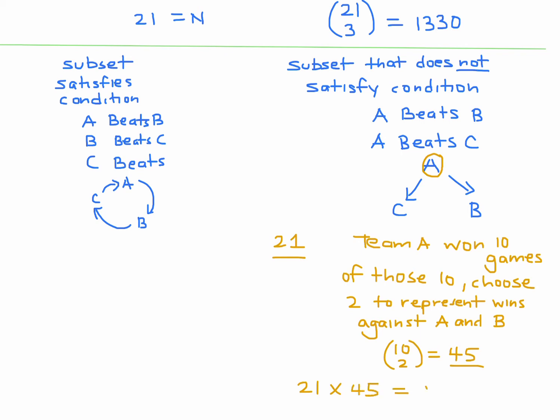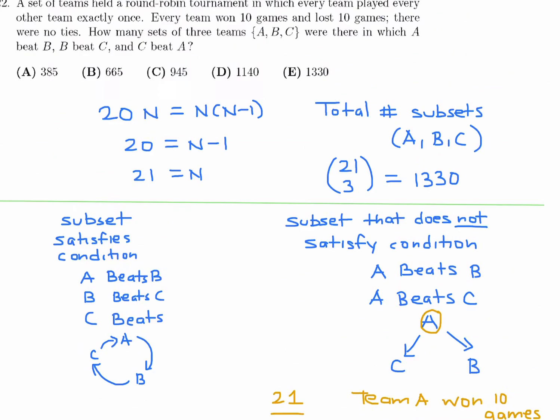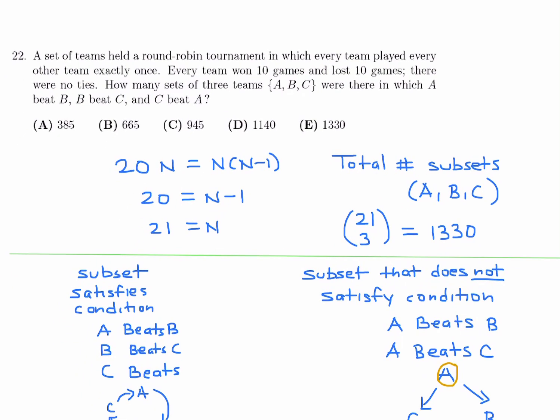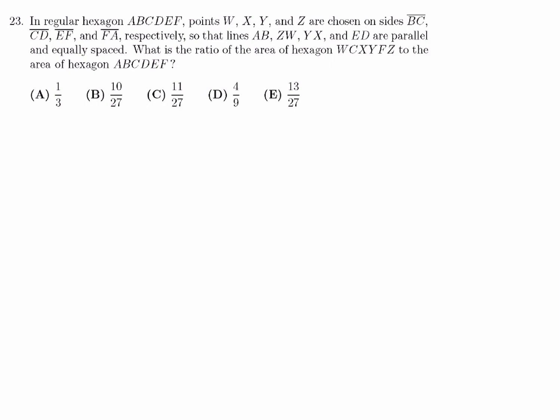And that is 945. Now we're down to the final step: you take this 1330 and subtract from it 945, and that gives you how many subsets satisfy that condition. So 1330 minus 945 is 385. Therefore, for number 22, the answer is A.